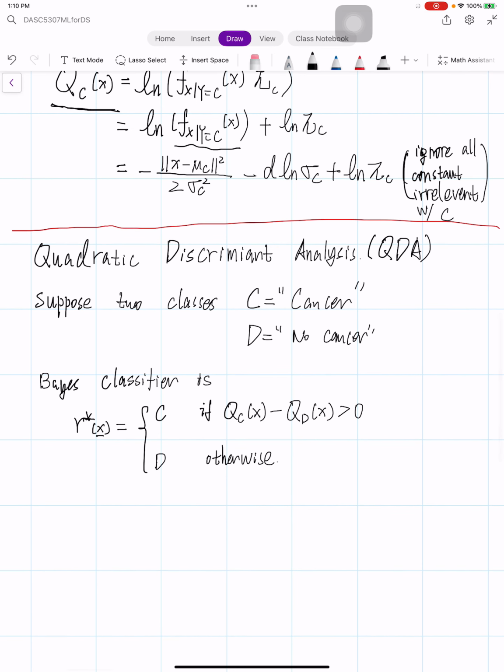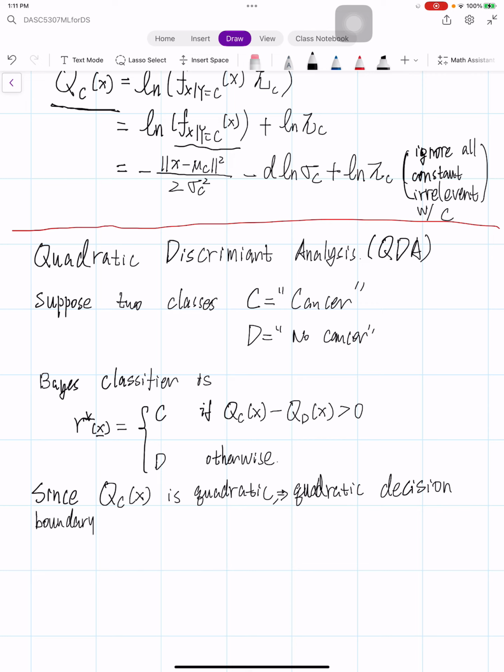Recall, since this Q function is quadratic, this gives us a quadratic decision boundary, which is QC of X minus QD of X equals 0.